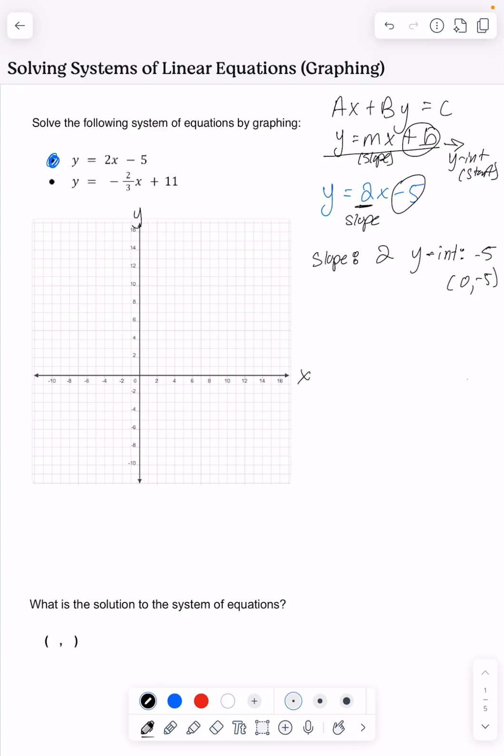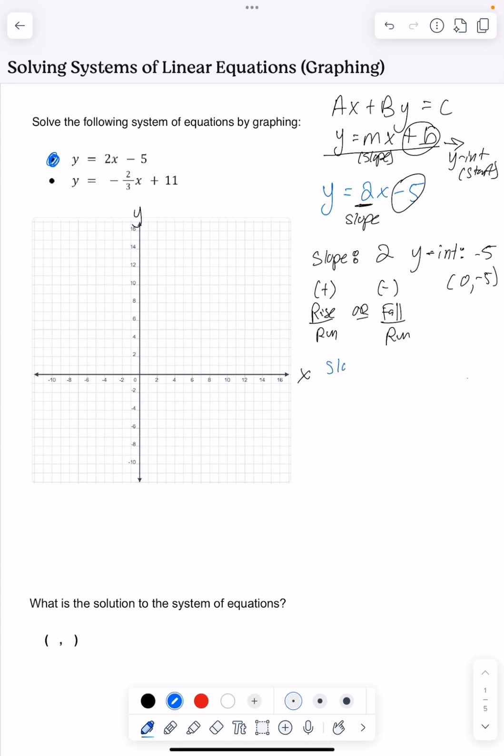The other thing that we have to know when we have it in slope-intercept form is that when we have a positive slope, we're going to do rise over run. And when we have a negative slope, that would be a fall over run. Depending on what we have, that's what we're going to use. In this case, the slope was positive 2, so that means it's going to be a rise over run. I can make this into a fraction, since I need a rise and a run, so the 2 is the rise divided by the run.